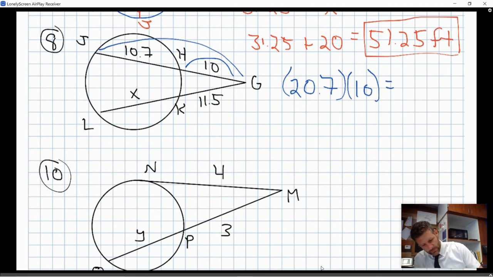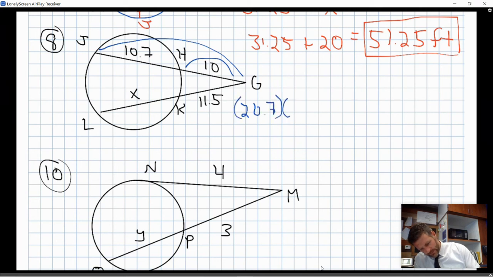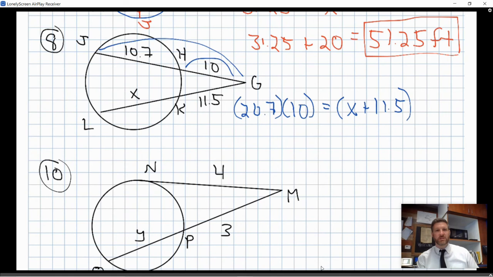I'm going to need a little more room. Let's rewrite this right here. 20.7 times 10 equals x plus 11.5, because that's the entire line down there, that's L to G, times the piece that's outside, and that's my 11.5. Okay, so now we just need to solve for x. Well, 20.7 times 10 is 207.